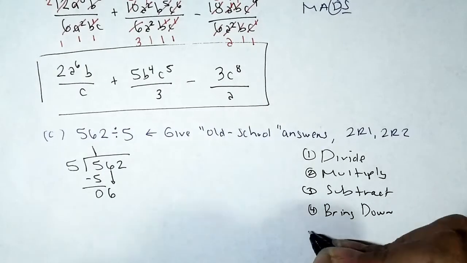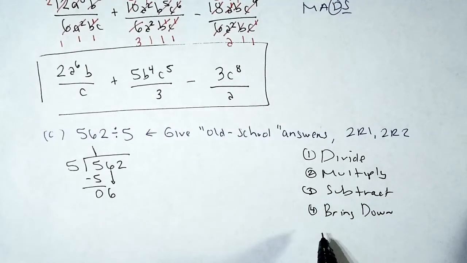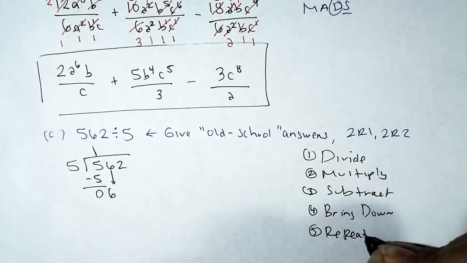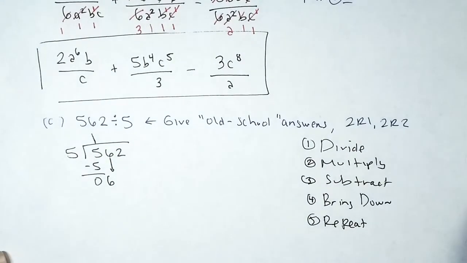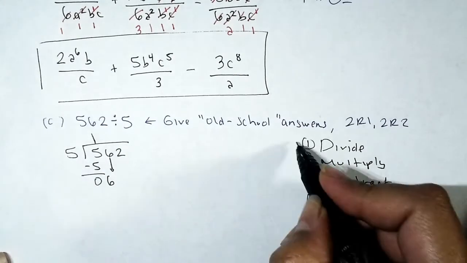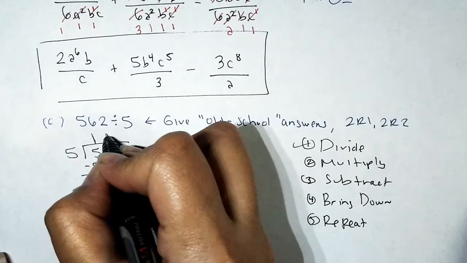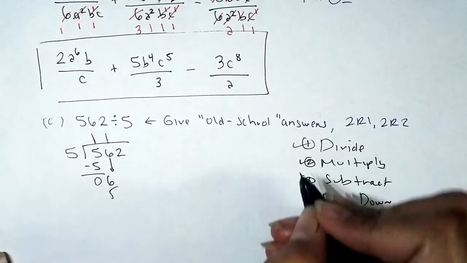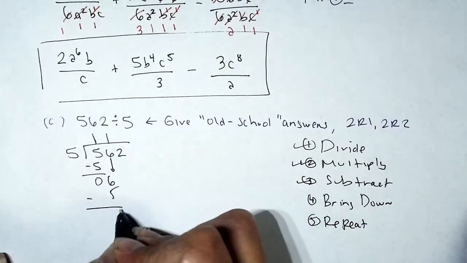And then what are we going to do? We're going to divide again, but we're not going to put divide again. So we'll just say repeat, because if we put divide again, then it's going to be the never-ending journey. So then 5, so divide again. 5 goes into 6 once. Then we're going to multiply. 1 times 5 is 5. Then we're going to subtract. 6 minus 5 is 1.